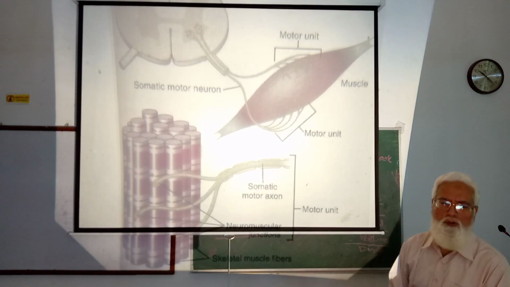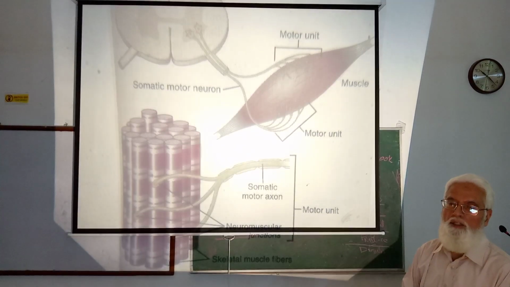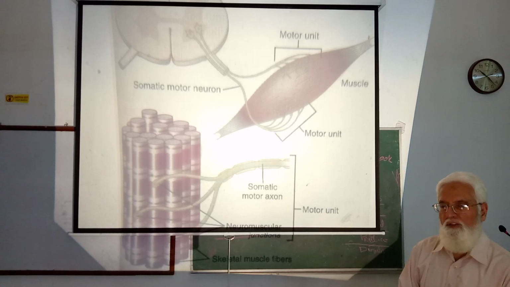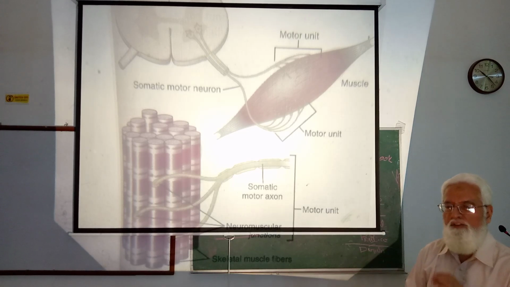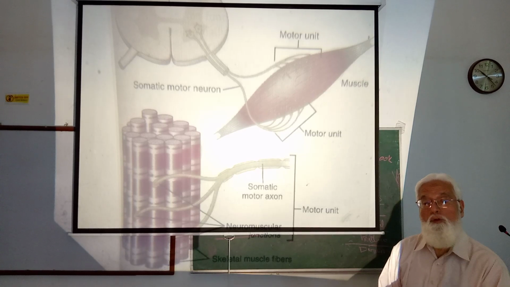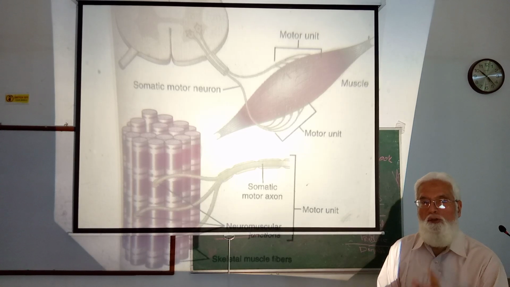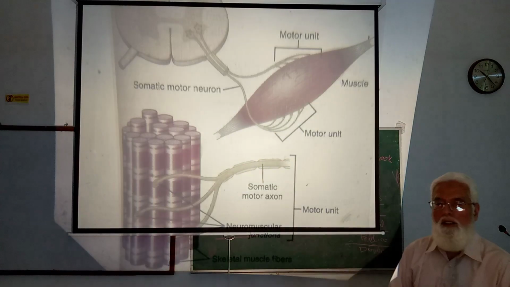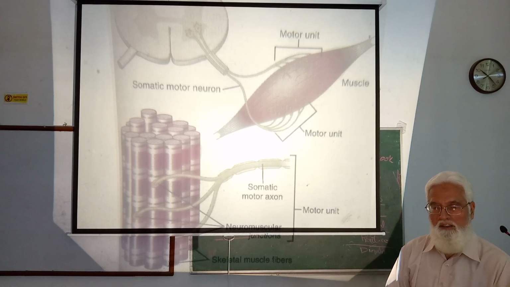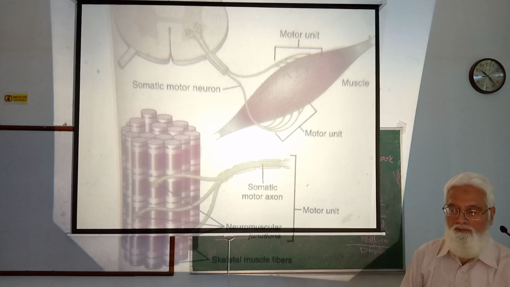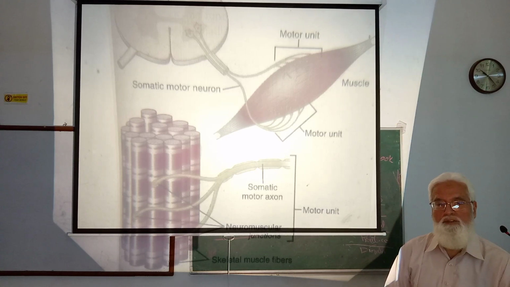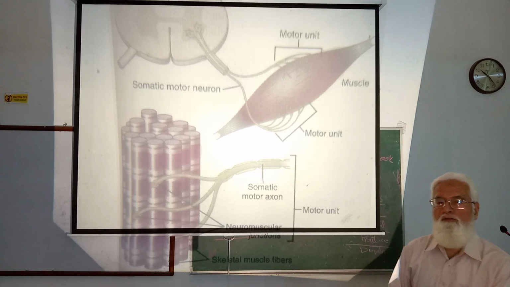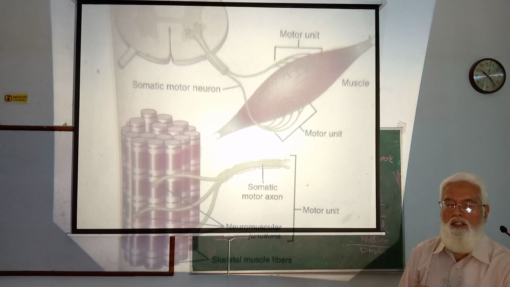The number of muscle fibers in a motor unit is variable. In muscles involved in fine, precise movements, there are 3 to 6 muscle fibers in each motor unit. Say laryngeal muscles, external ocular muscles; there is fine control. So fewer muscle fibers in each motor unit, 3 to 6.